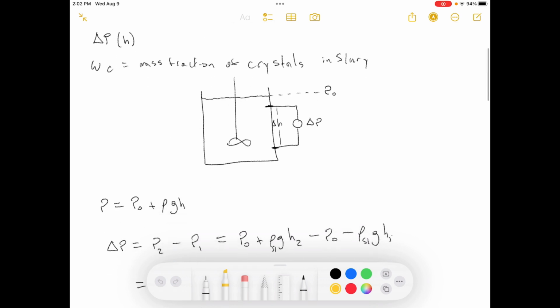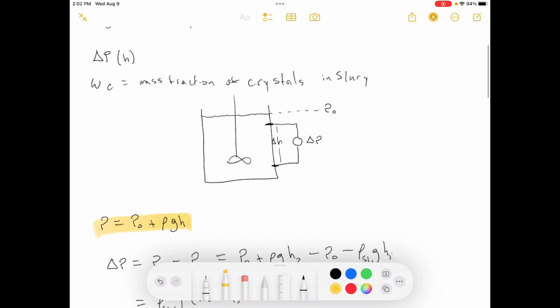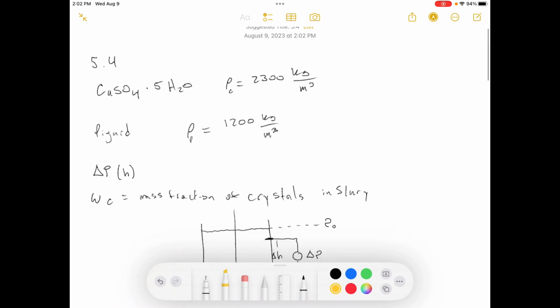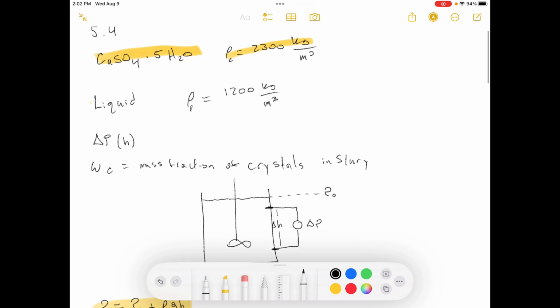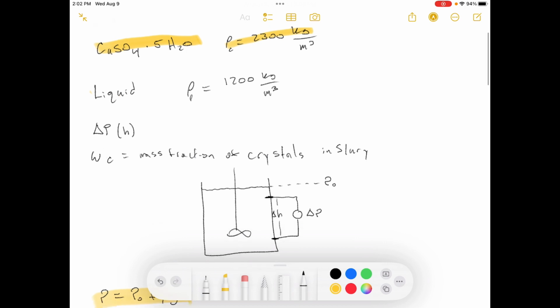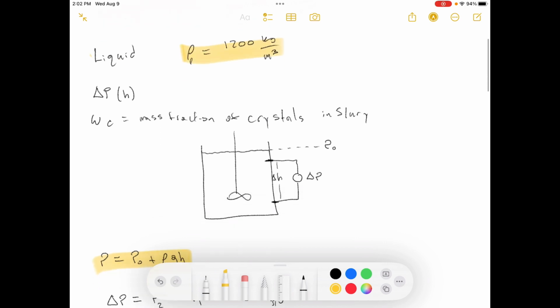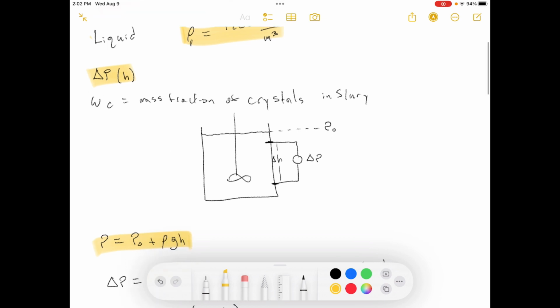Okay, so they're saying to assume that this is valid for this system. So we've got this chemical, that's the density, and then we've got our density here of the liquid. Sorry, I must have been writing too fast. That's the density of the liquid, okay. Delta P is in pascals.